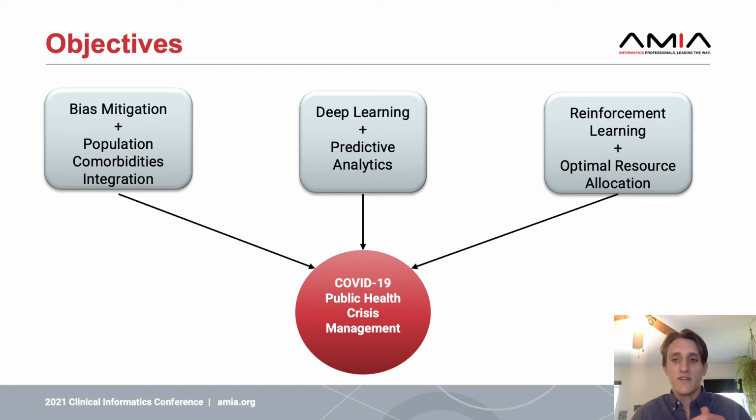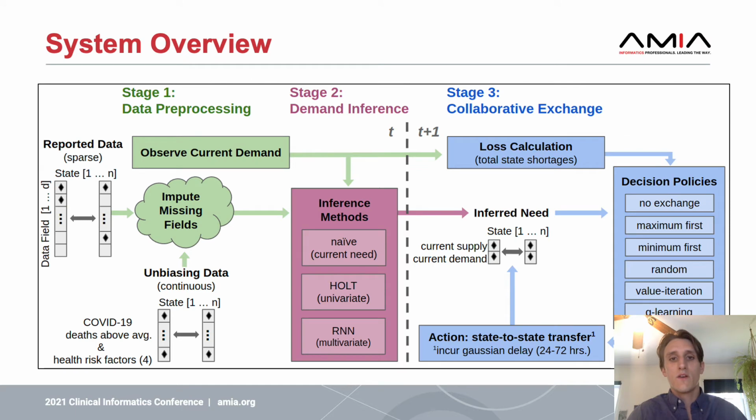Our second objective is to investigate the effectiveness of deep learning models in this real-time, complex multivariate setting. Third, we aim to build an RL algorithm to optimally distribute supplies from states with a surplus to those experiencing shortages. And finally, we also require that these models are capable of learning online using only the first 2 weeks of training data for pre-training before the initial inferences and decisions are made. These three outcomes translate directly to the three stages that make up our system pipeline for ventilator redistribution: data pre-processing and imputation, demand inference, and collaborative resource exchange.